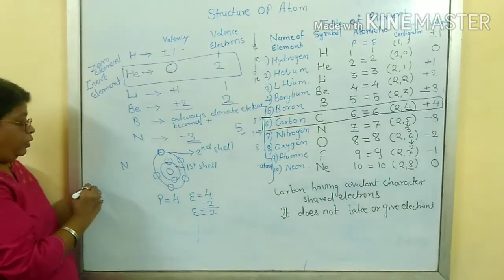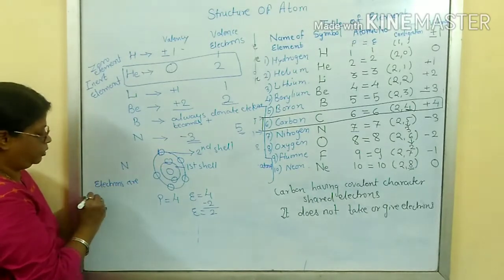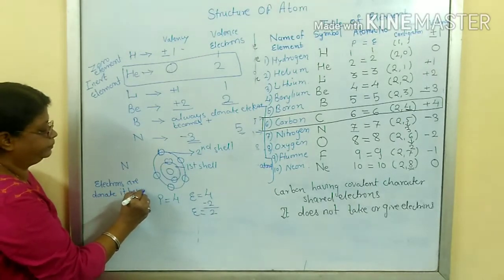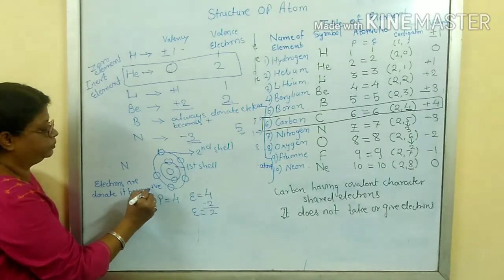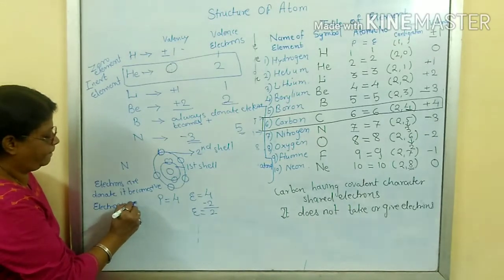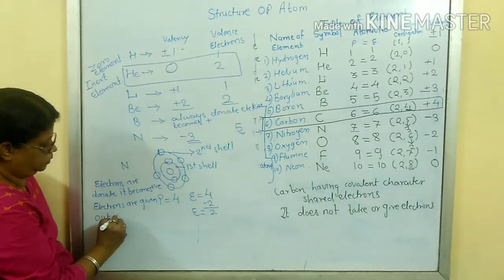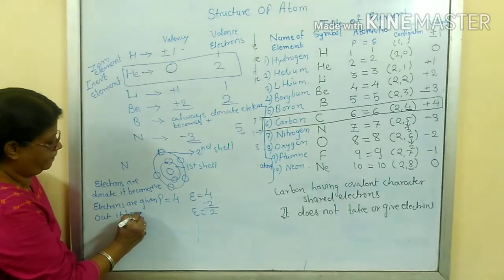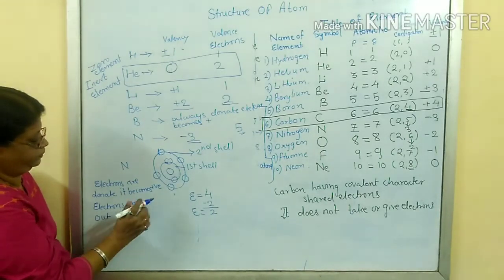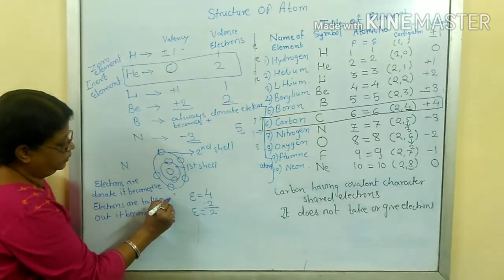So when they donate electrons or take electrons, they become charged. Meaning when electrons are donated, it becomes positive, and when electrons are taken in, it becomes negative.